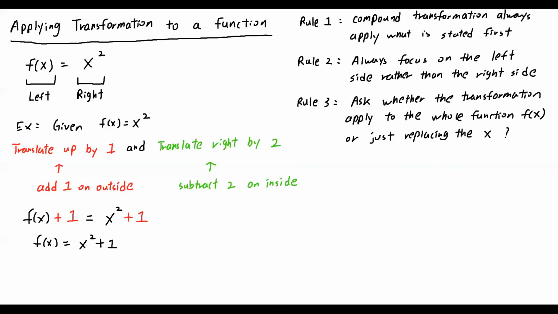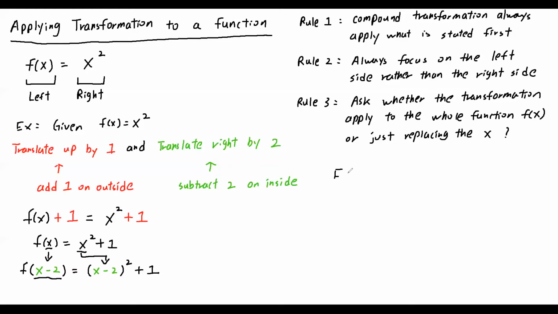Then we are ready to apply our next transformation, which is translate right by 2. This means we need to subtract 2 on the inside. We will have the equation f of x minus 2 equals (x minus 2) squared plus 1. Realize how originally we have an x on the inside, but now it's being replaced by x minus 2. So this means that every x that we have, we will need to replace into x minus 2. And of course, we still have the plus 1 left over from the outside.